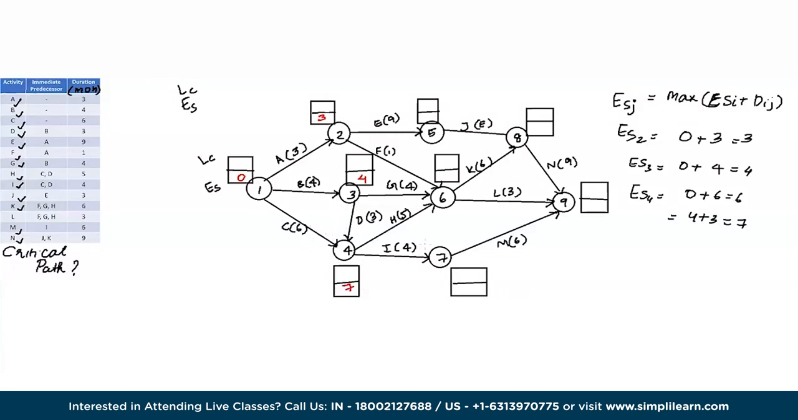Likewise, we'll have a look at some of the other ones that are coming soon. So let's have a look. Here we have a similar issue for node number 6. For node number 6, we have 3 points coming towards the node. There's F, G, and H.